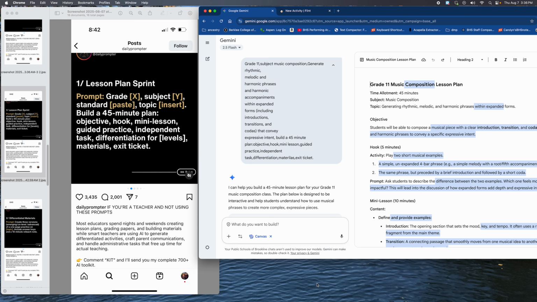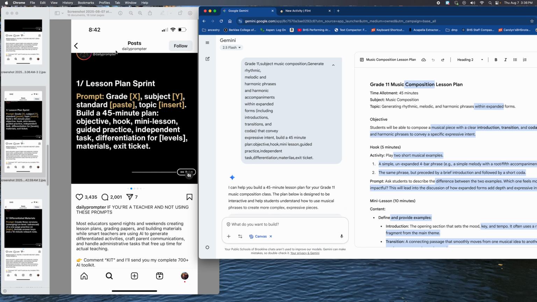Okay, let's look at Gemini versus Flint. Now, what I'm going to do is this showed up on my Instagram feed today, and my phone's listening, of course. It knows I'm talking about AI.